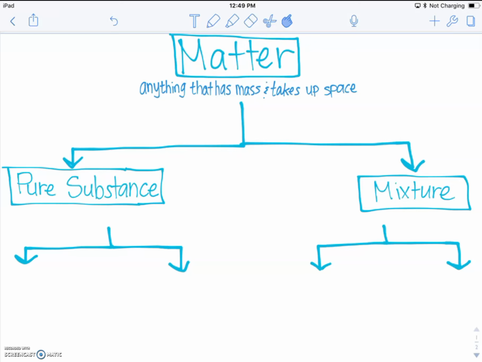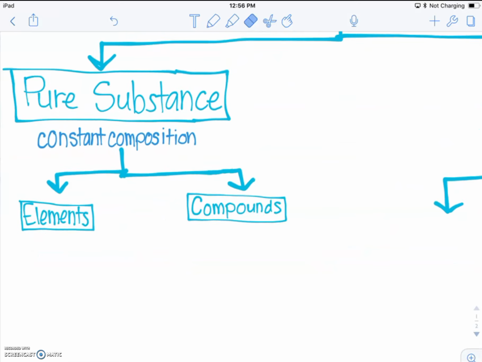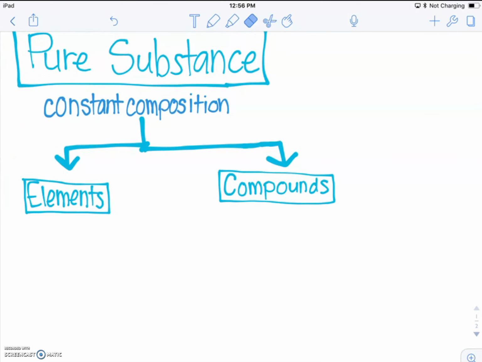And so matter gets broken down into two subcomponents, if you will. One is pure substance and one is mixture. Now, easy definition is that pure substance is a constant composition, whereas a mixture is a variable composition. And we have terminology for both sets of mixtures and for pure substances. All right, so in pure substances, we break down into elements and compounds.